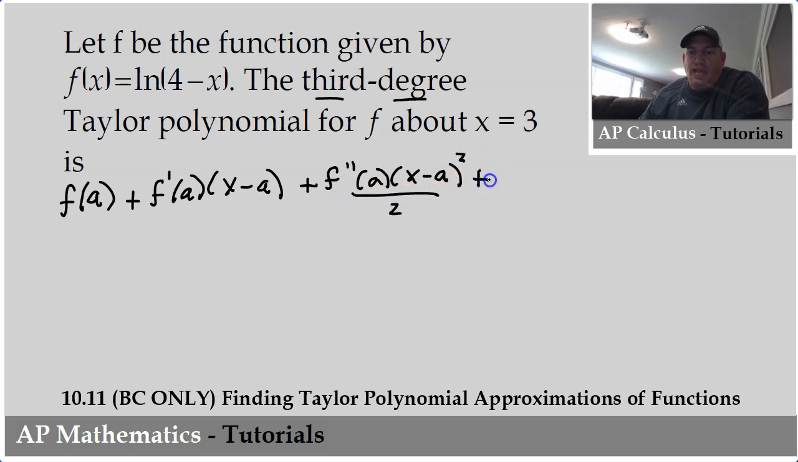And then finally our last piece, since we're only doing a third degree, we only need one more piece, and we're going to have f triple prime at a times x minus a to the third power over 3 factorial.